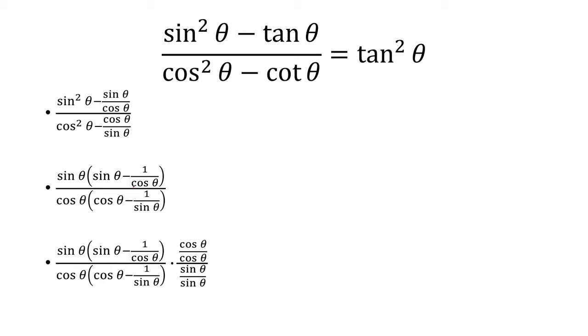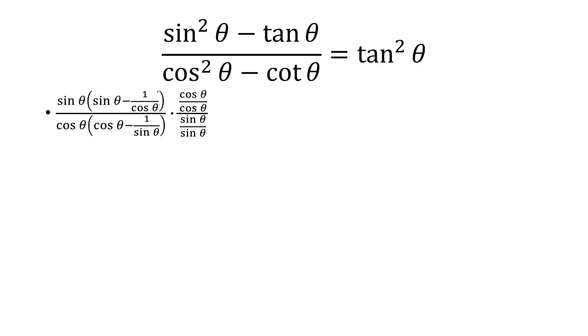At this point, I don't like the cosine and the sine in the denominator, so I'm going to multiply the top numerator by cosine over cosine, and the bottom, the denominator, with sine over sine. And the idea is to get rid of these cosines and sines.